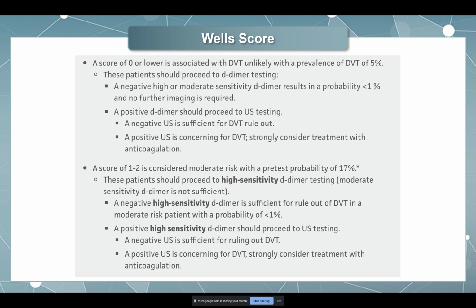So according to the Wells score, so I can, I'm not very sure about that.